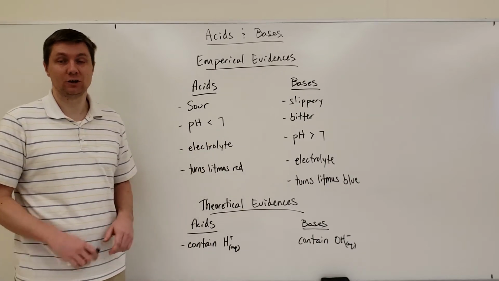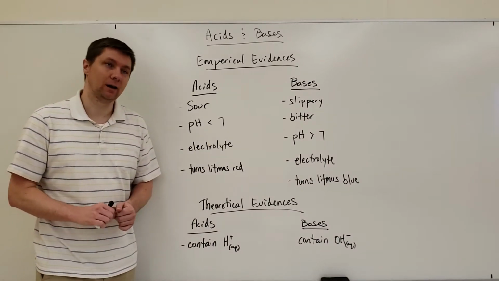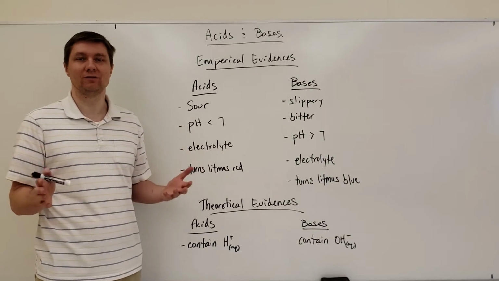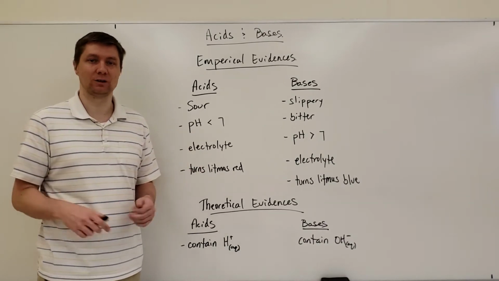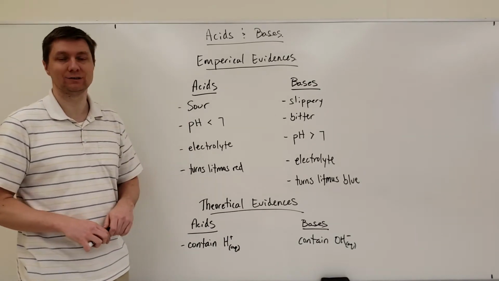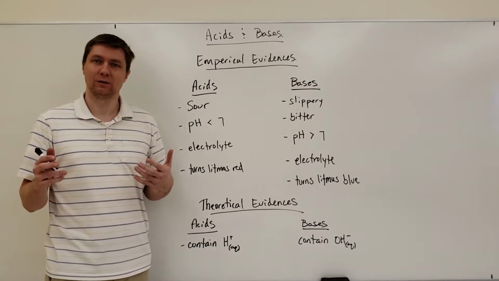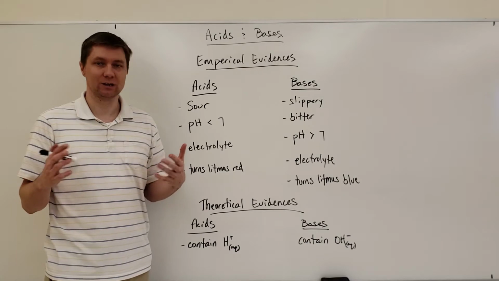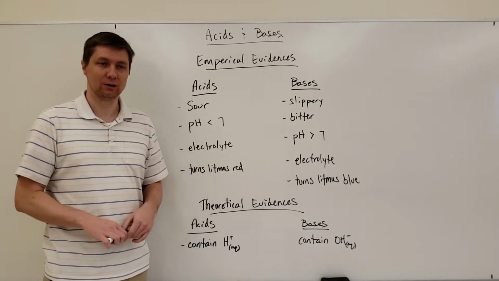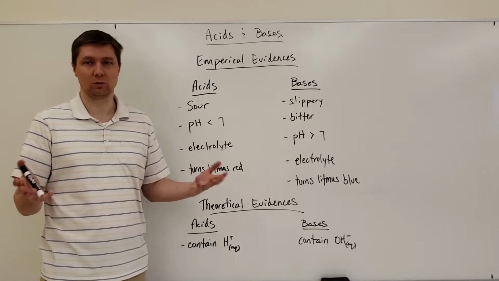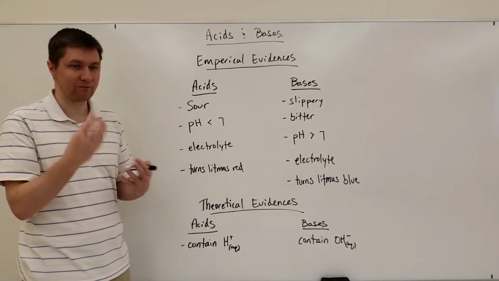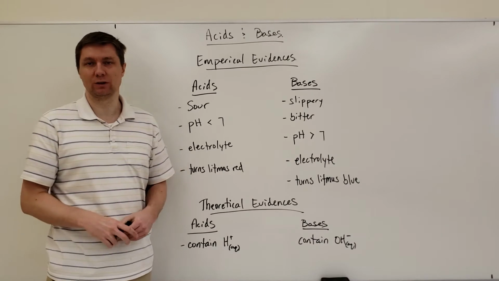Hey, so we're going to touch on acids and bases next, and what we're going to look at is two different types of evidences that you need to know when you classify acids and bases. So we have what's called empirical evidences, and these are evidences that can be sensed with any one of our five senses. So sometimes sense of taste or smell or touch or whatever.